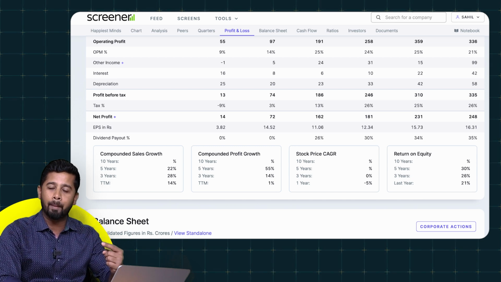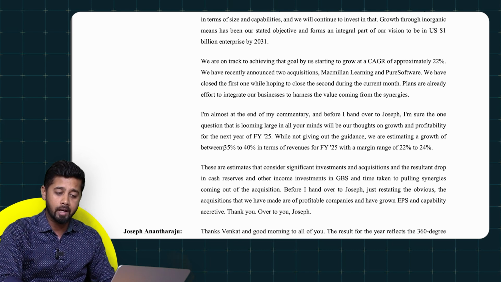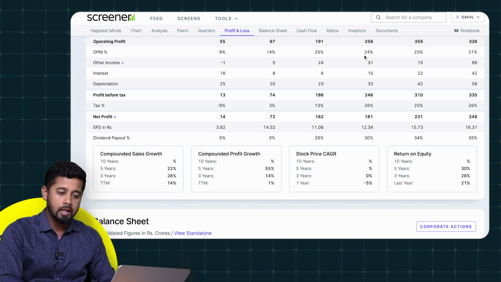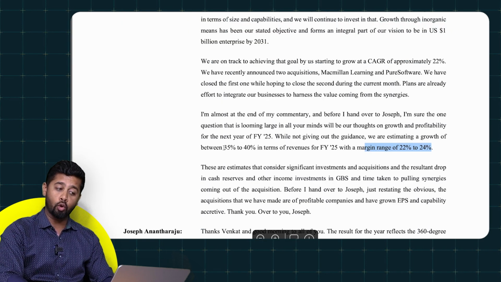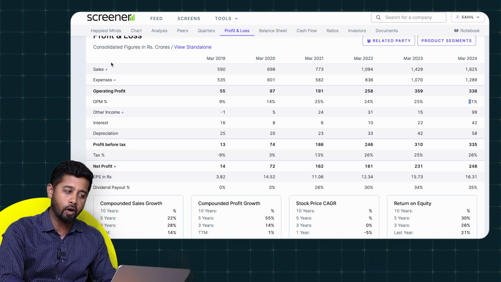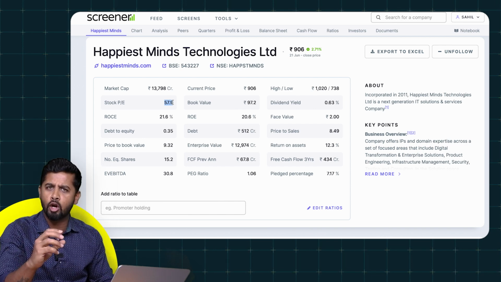But I was going through the company's con call where management has mentioned that they are expecting a growth of 35 to 40% for FY25. So again, this is not a guidance, but this is an estimate, and they're expecting margins in the range of 22 to 24%. And their recent margin is around 21%. So based on that, if the company can grow at 35 to 40% in FY25, I believe that the bottom has been made for Happiest Minds. Valuations are still on the higher side. I would be comfortable paying a PE of 40, 45.